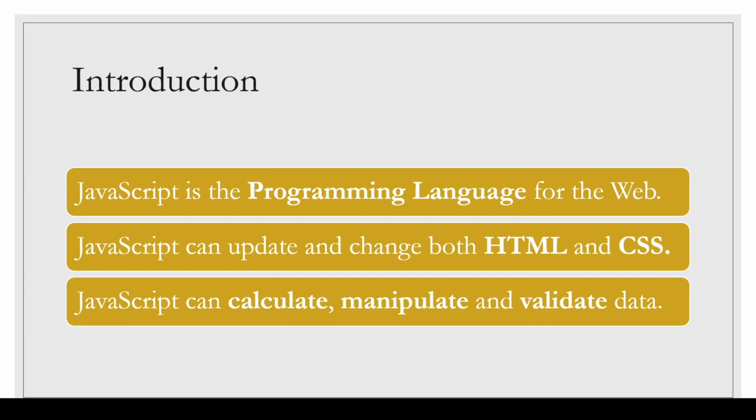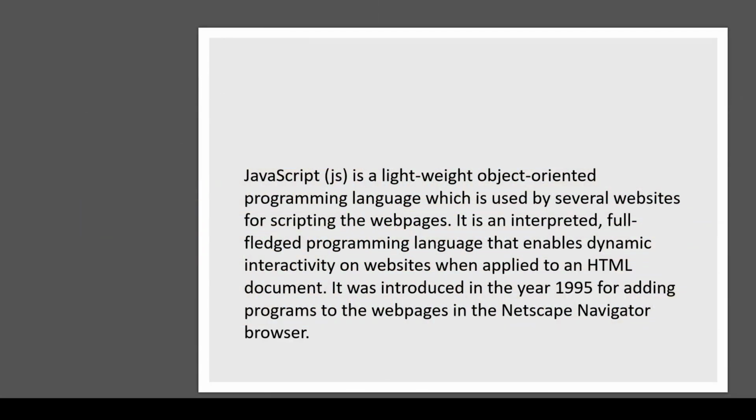With the help of JavaScript we can update and change the HTML and CSS. And then we can manipulate, validate, and calculate data also with the help of JavaScript. This is the formal definition of JavaScript: it is a lightweight, object-oriented programming language used to design a website. It is an interpreted language.